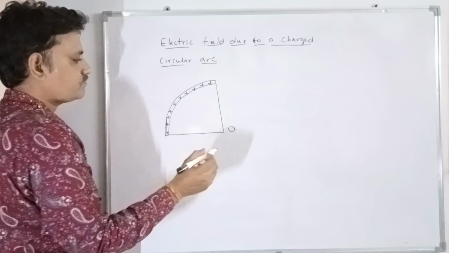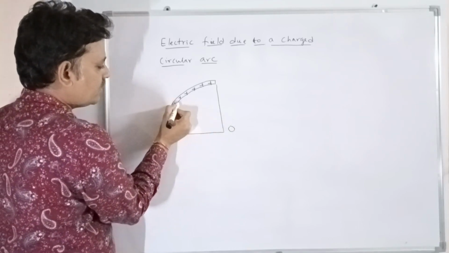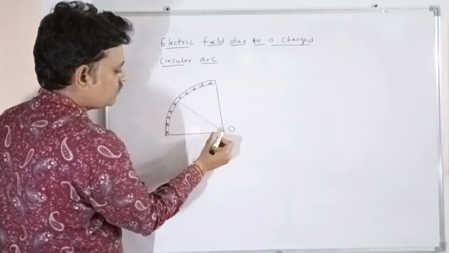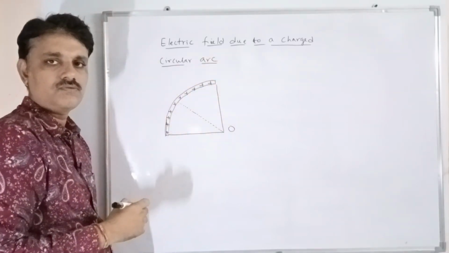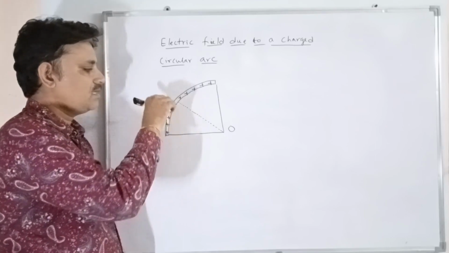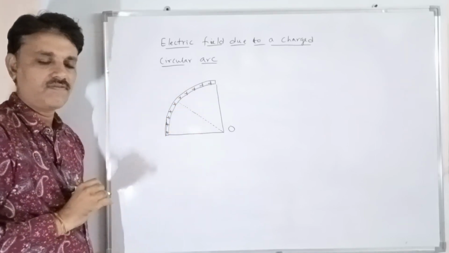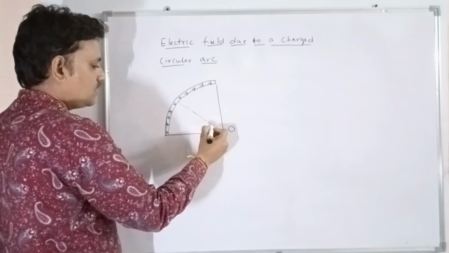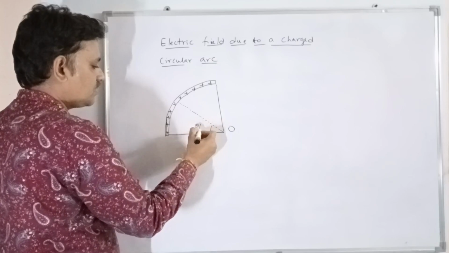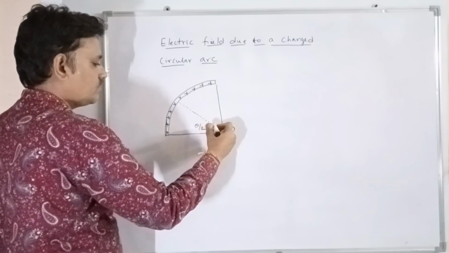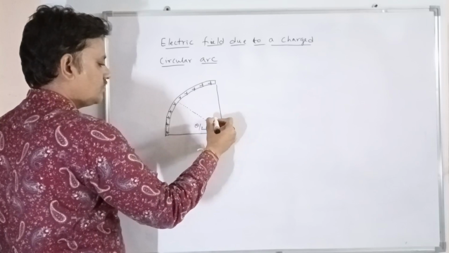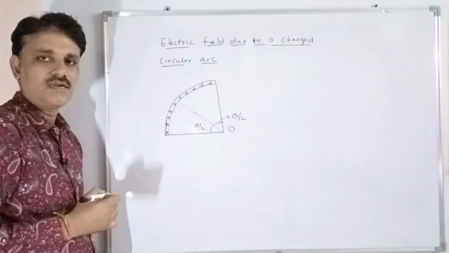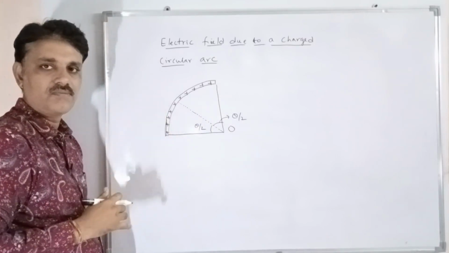So initially, the direction of electric field. Because this is a positively charged circular arc, this is the direction of the electric field, and the two portions are divided with equal angles. Let us suppose the angle is theta by 2, and this is also theta by 2. With equal angles it will be divided.